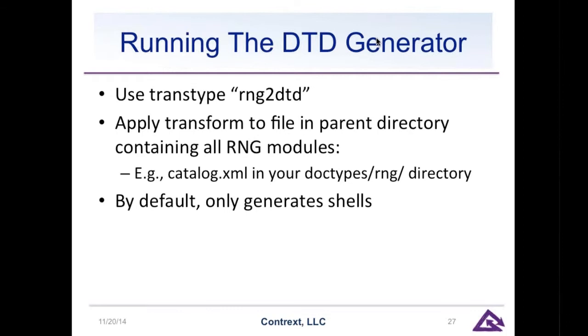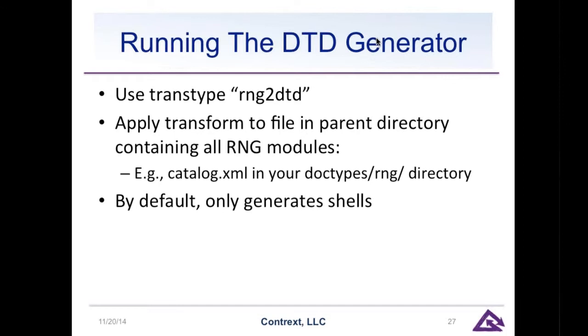If you want to generate something, use a trans type, RNG-to-DTD. You apply the transform to a file in the parent directory that contains all the RNG modules. The way my transforms are implemented is they expect to operate on a directory, and then under that directory, they just find all the RNG files and convert them. Because of the way the toolkit works, it expects to get a single file as its input, right? Normally, it would be a DITA map or a topic. Here, it's going to be any file at all. It doesn't matter. It's just going to use that to find the parent directory. So typically, you would have a catalog.xml file in your RNG directory that's the master catalog for all your stuff. So that's an obvious choice there.